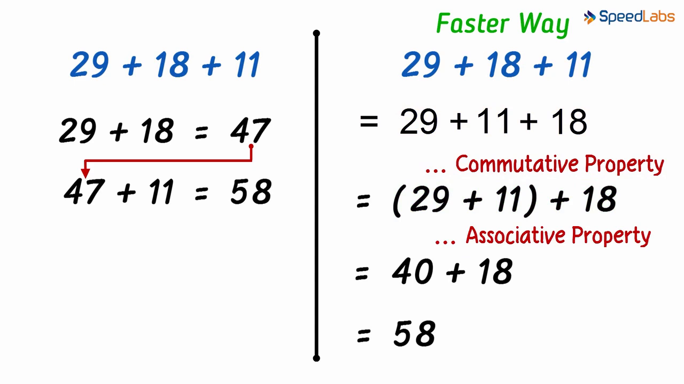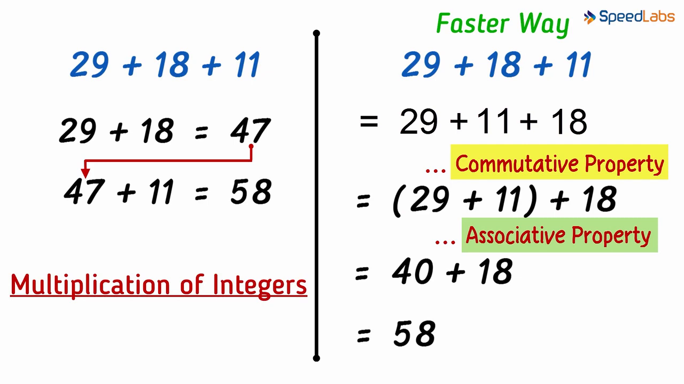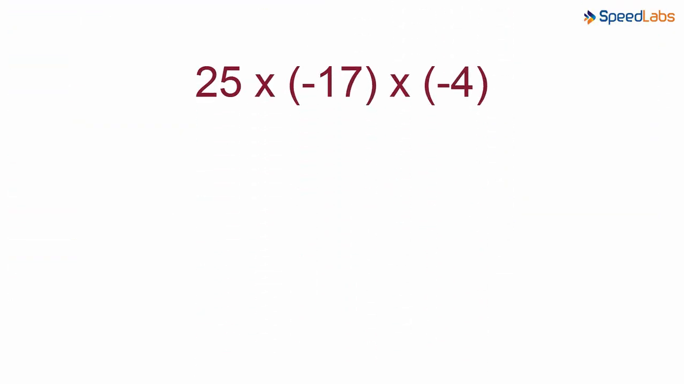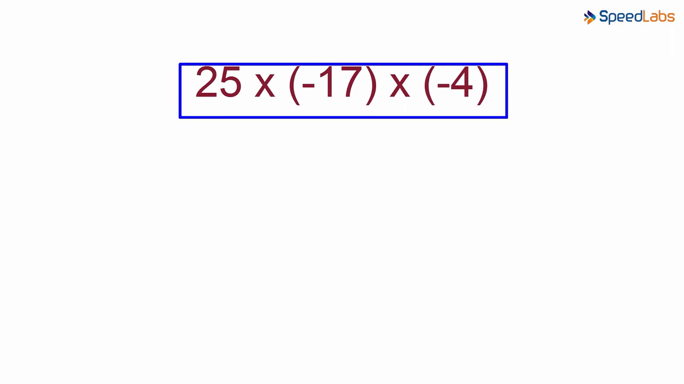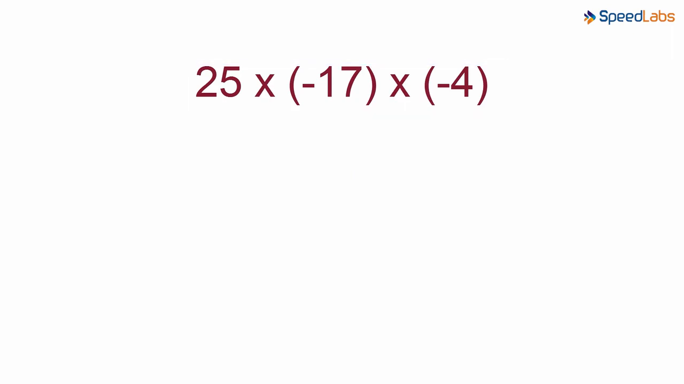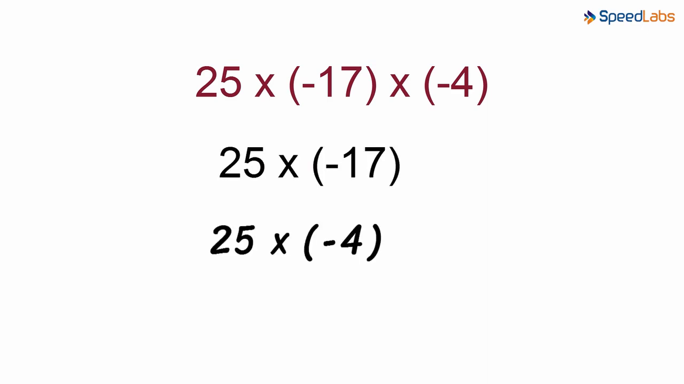This was about addition of integers. Now let's see the application of these properties for multiplication of integers. Consider this question. Before you start solving this, think about the order in which we should multiply them. We can multiply 25 with negative 17 or with negative 4. Which one can be computed easily?